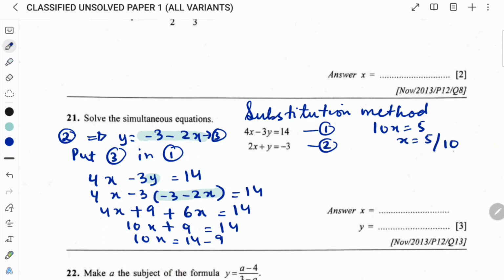A common mistake: students write down only 2 in place of half. This is also a common mistake. I'm telling you in every question what your common mistakes are.